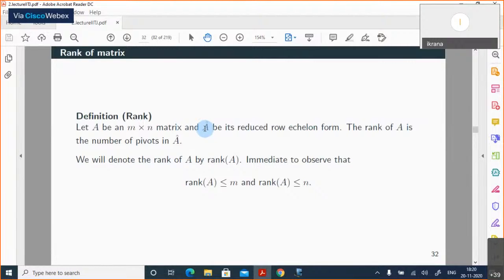The number of pivots, P1, P2, up to PR. R is the number of pivots. So that is called the rank of the matrix A. And the rank is less than or equal to m, and also less than or equal to n. The number of pivots, if you recall, we had said is less than or equal to both the number of rows and the number of columns. So we are just giving it a name instead of saying the number of pivots every time. That is called the rank of the matrix A.